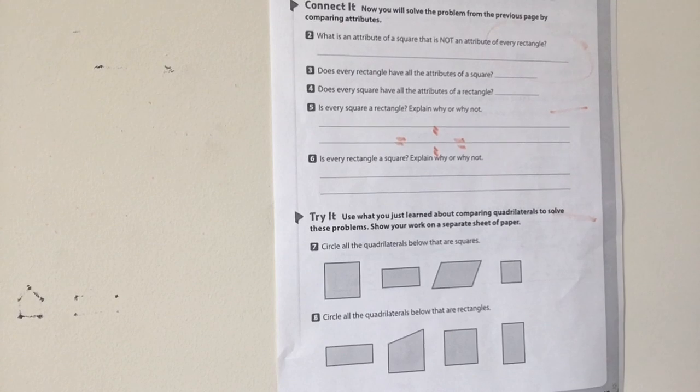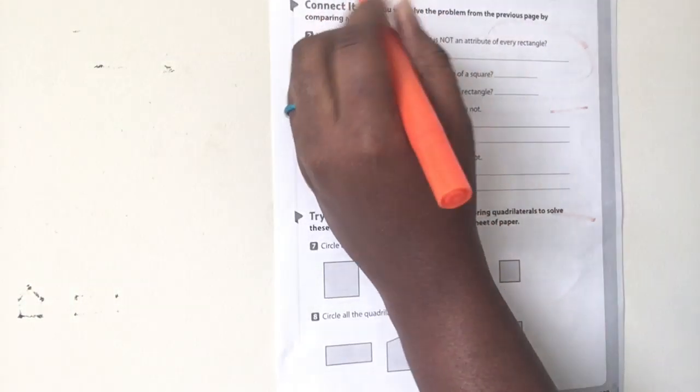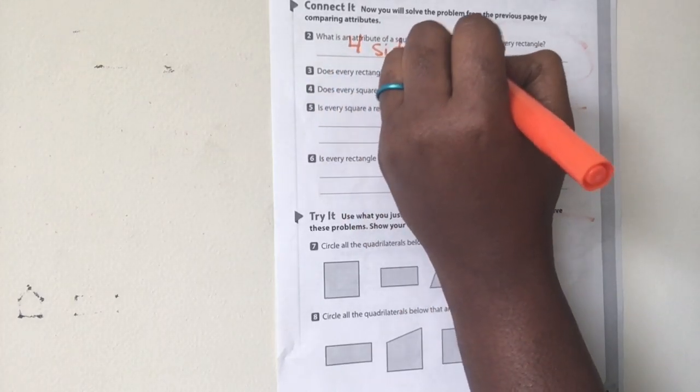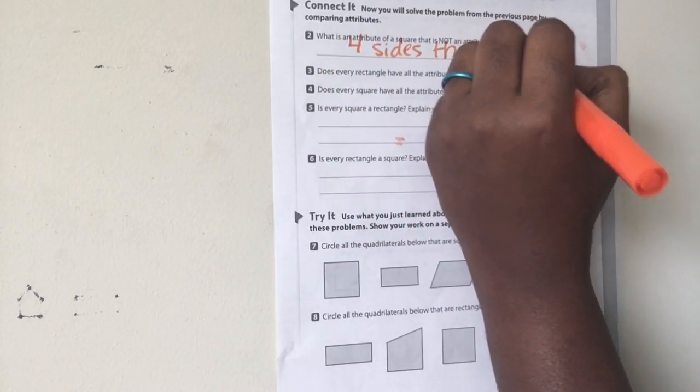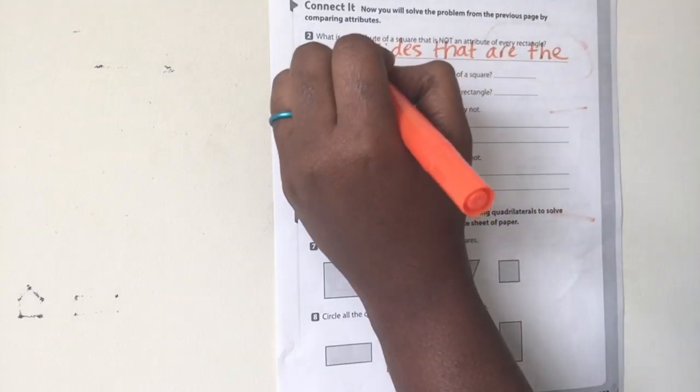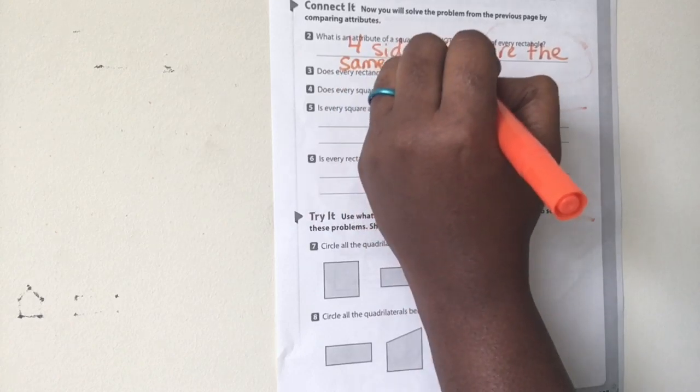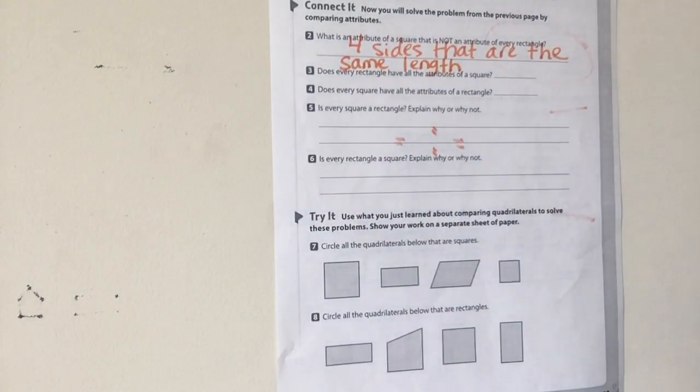Let's do it. All right, number 2 says, what is an attribute of a square that is not an attribute of every rectangle? So they're asking us, what is something that all squares have that not all rectangles have? And all squares have four sides that are the same length. All squares have four sides that are the same length, but not every rectangle does.